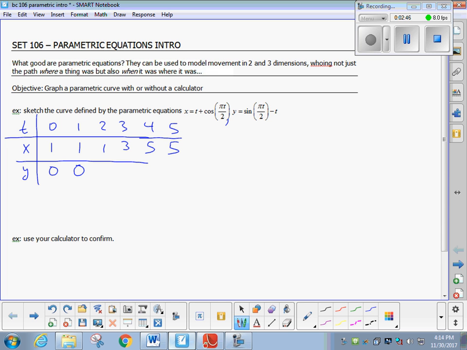At 2, sine of 2 pi over 2 is sine of pi, which is 0. Minus 2 is negative 2. At 3, sine of 3 pi over 2 is negative 1. Minus 3 is negative 4. At 4, sine of 4 pi over 2 is 0. Minus 4 is negative 4. At 5, sine of 5 pi over 2 is, nope, that's 1. Sorry. 5 pi over 2 is 1. Minus 5 is negative 4.